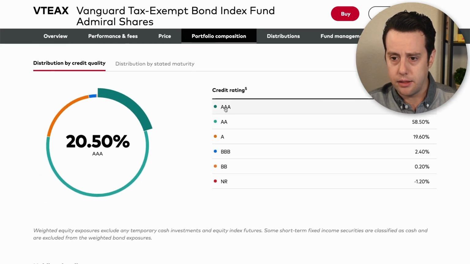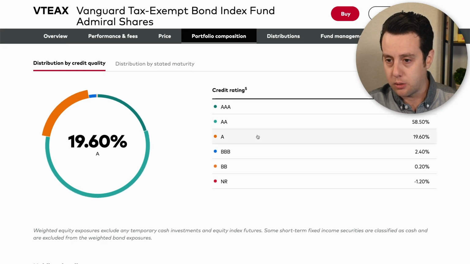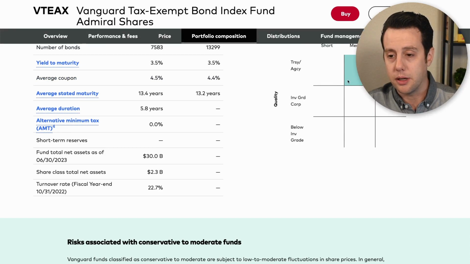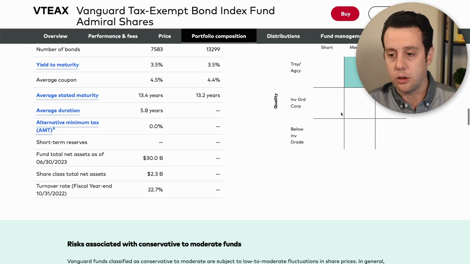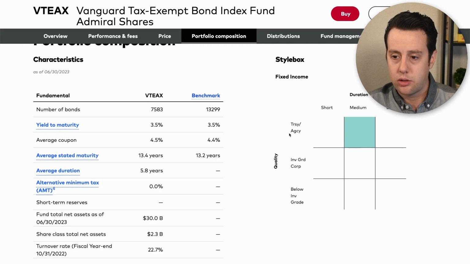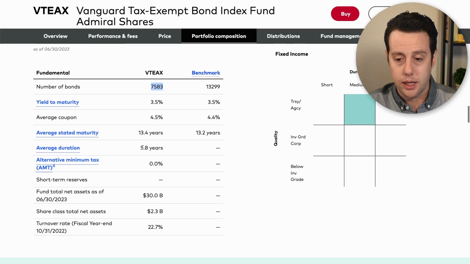Although if you look at the credit ratings, it's actually not quite comparable to what you would typically see in this upper box, but it is better than investment grade corporate. So I actually think it should be more in the middle of these two boxes when you look at the style box. But that's something you can dig into in more detail by looking at the credit rating distributions. This is a pretty well diversified municipal bond index with nearly 7,600 different issues and a 5.8-year duration.